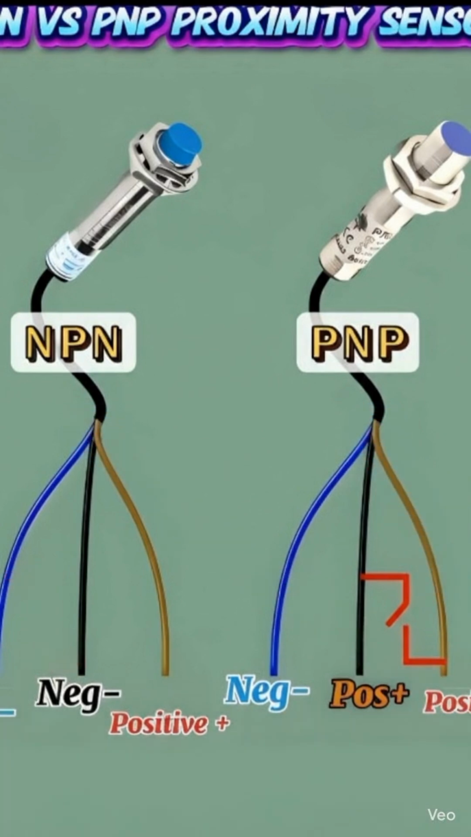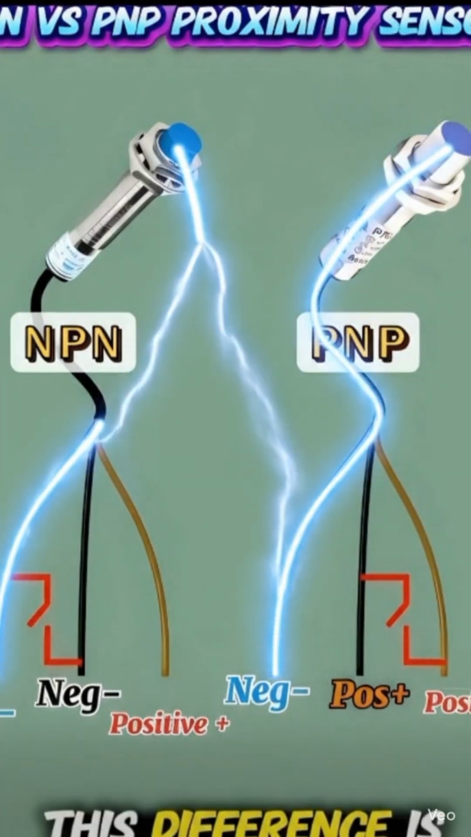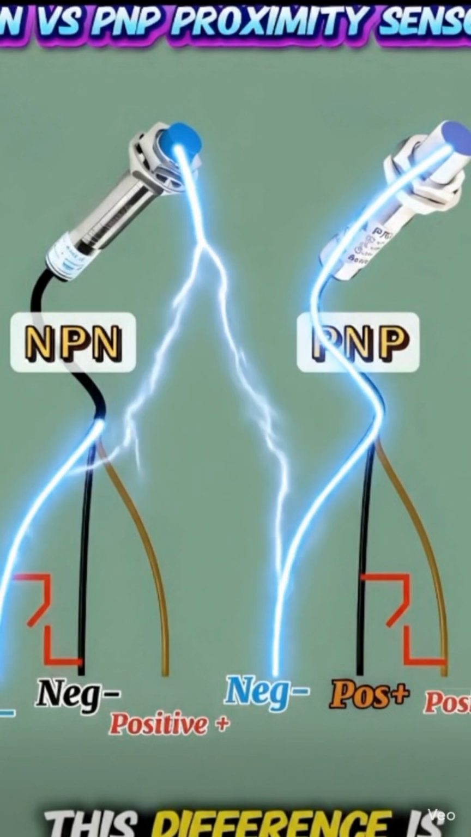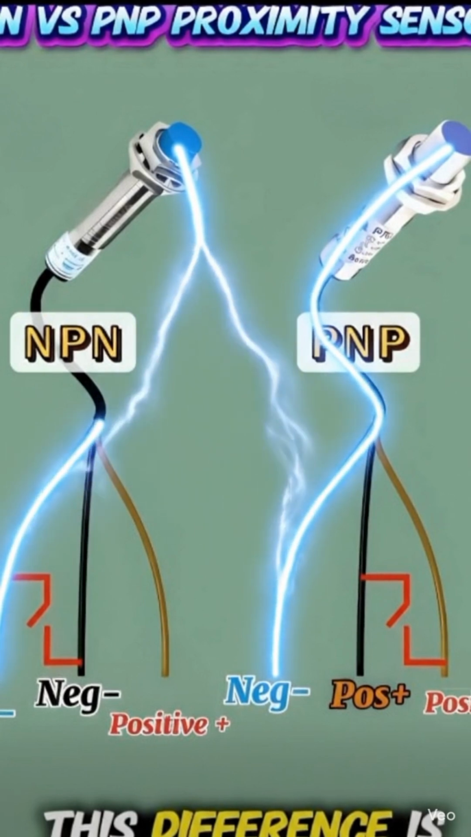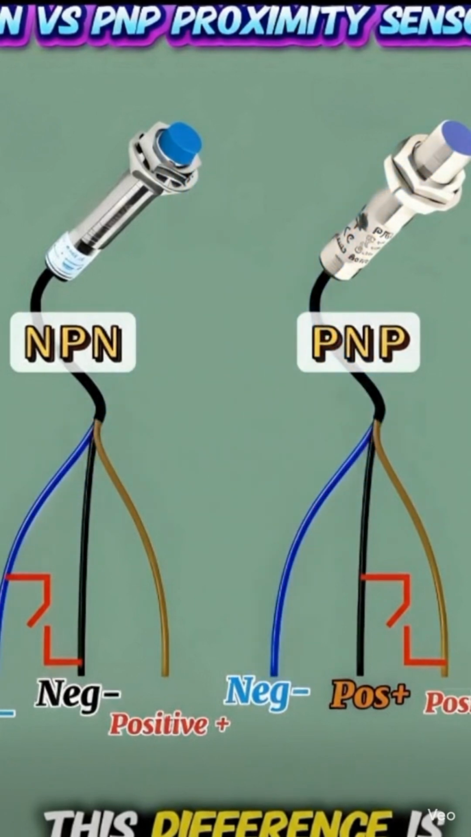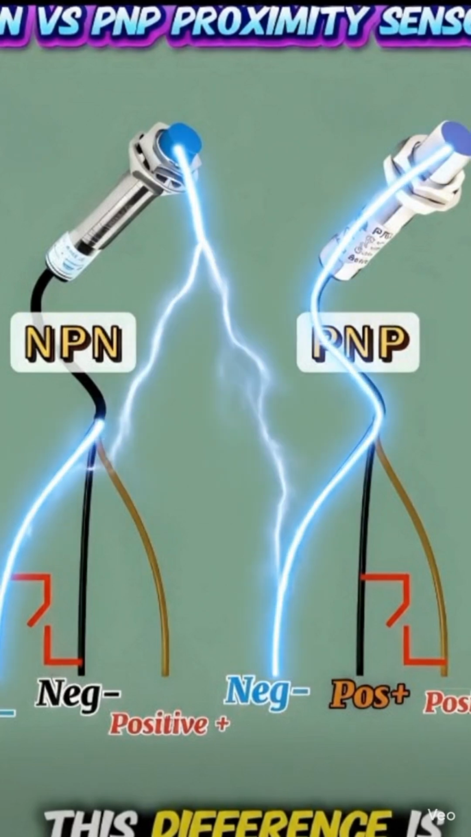5. Symbol difference. NPN: the arrow on the emitter points out. PNP: the arrow on the emitter points in. Right finger, a common mnemonic. NPN equals not pointing in. PNP equals pointing in.